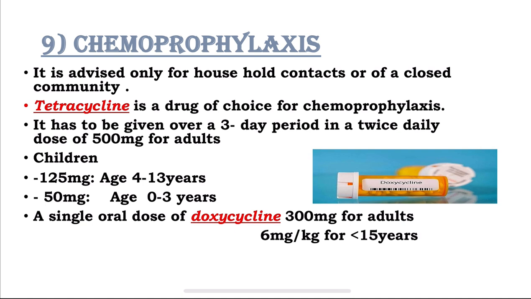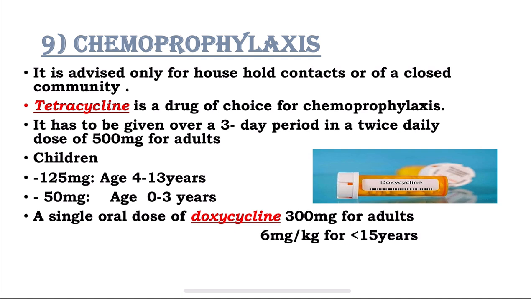It is advised only for household contacts, those whom the patient has the capacity to infect. So if an individual is infected, their family members can take this chemoprophylaxis, or in a closed community where there is an epidemic, they can take this chemoprophylaxis. And what is the drug of choice here? Tetracycline is the drug of choice for chemoprophylaxis.